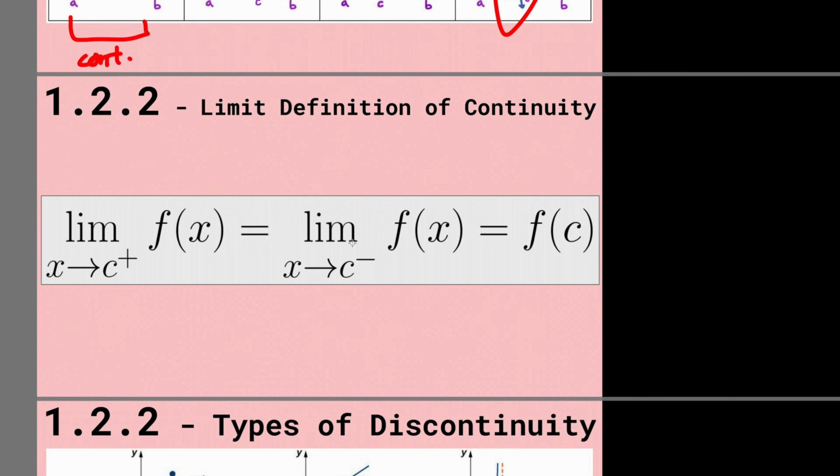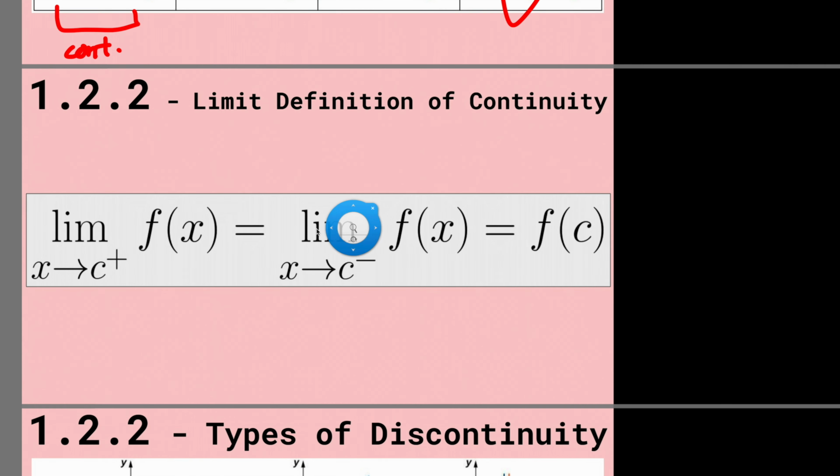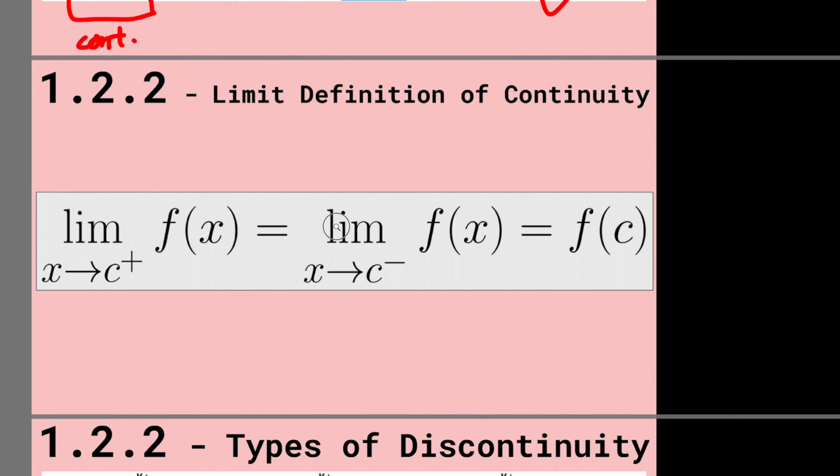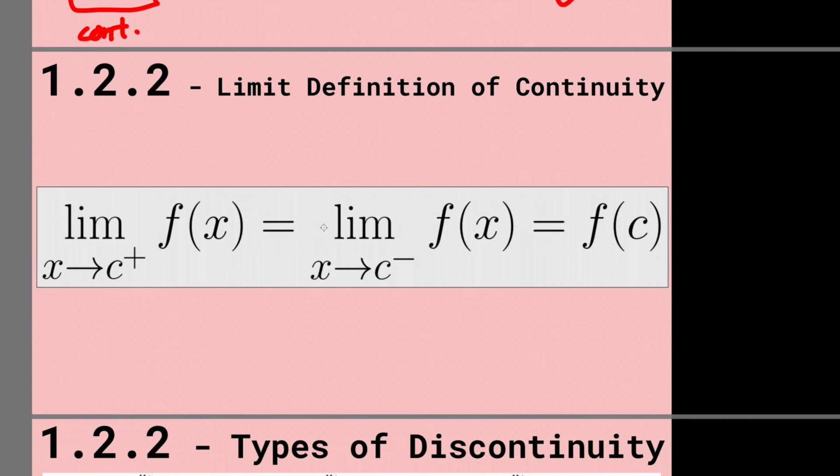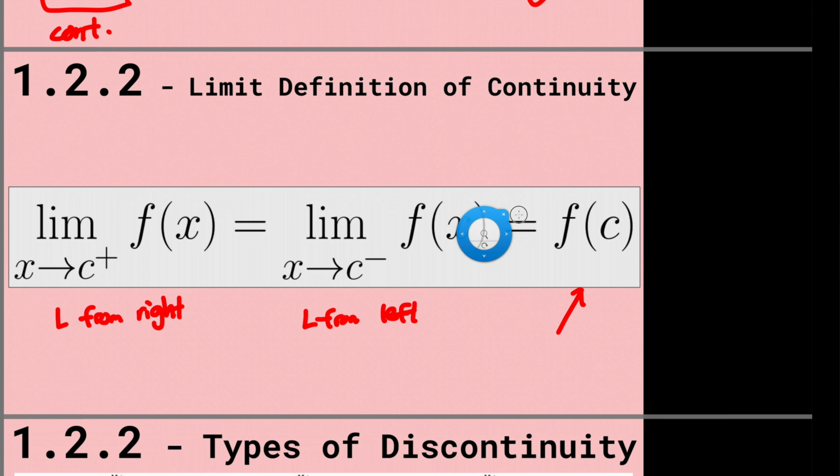One of the first things I said when we started this section was that limits can be used to define continuity, and here is the limit definition of continuity. Basically what this is saying is the limit from the right, if it's equal to the limit from the left, and it's also equal right in the middle, that's f of c, then it's continuous at c. Okay, so if I drew an example of this, just to show you what I mean.